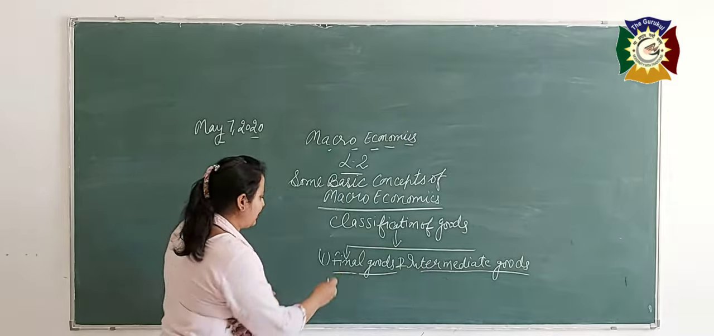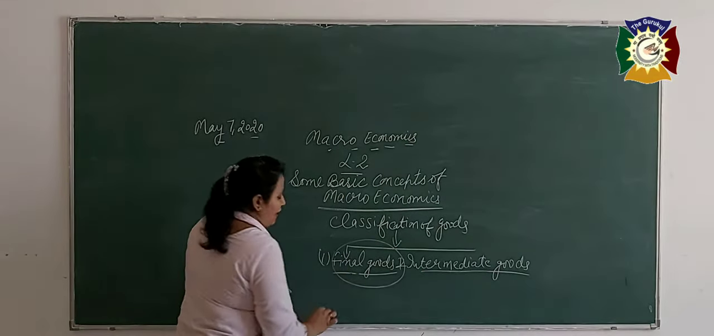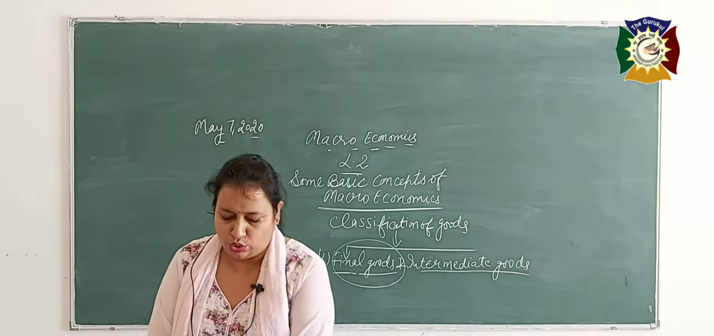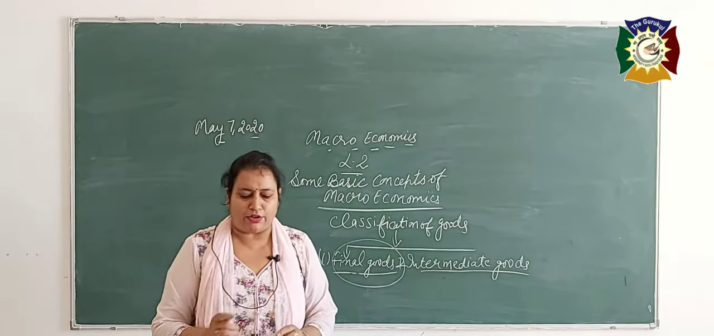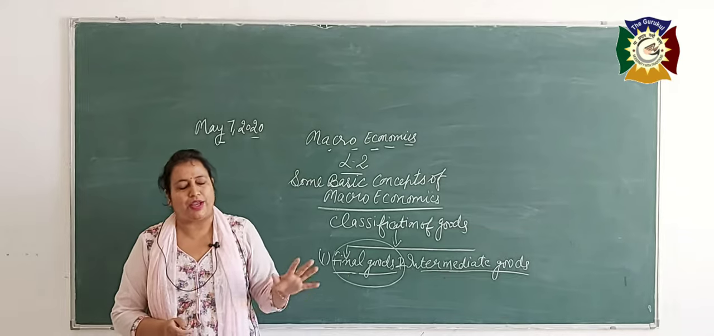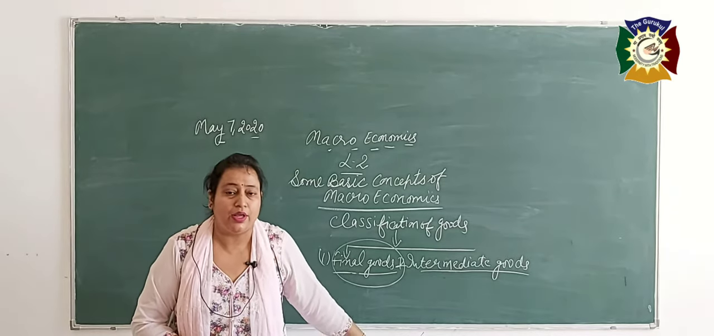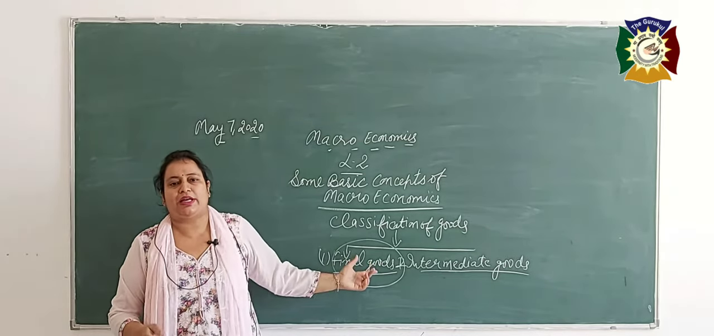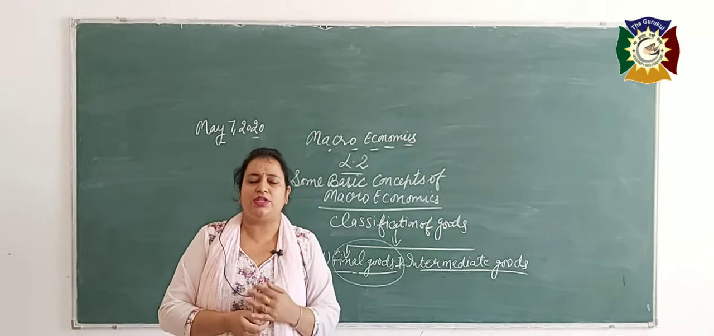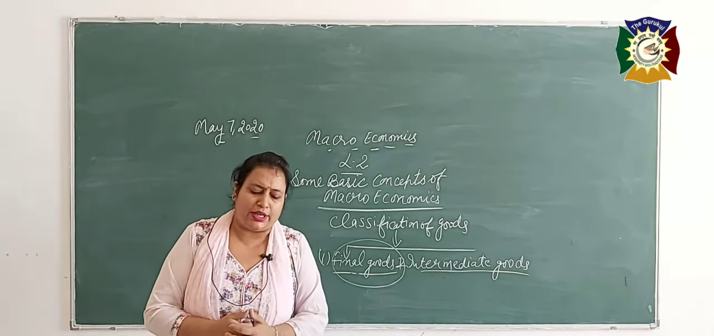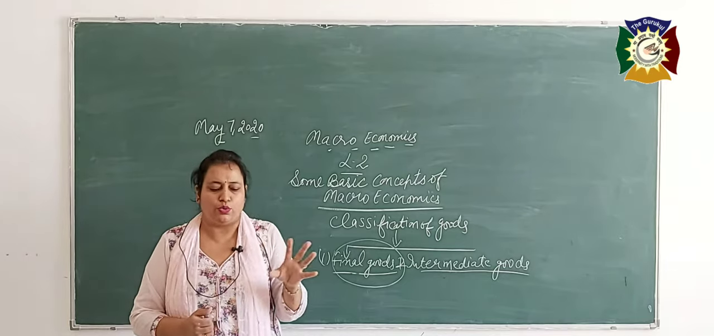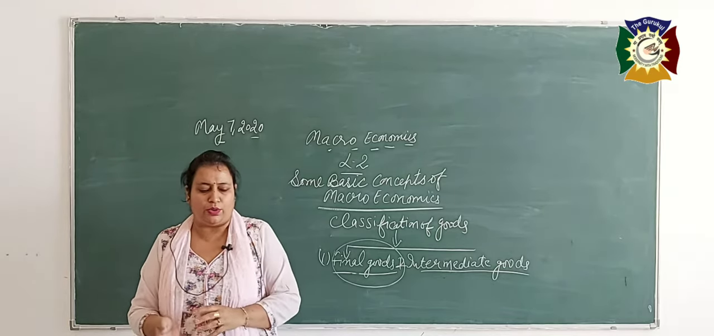अब बात आती है final goods की. Final goods are those goods which have crossed the boundary line of production and are ready for use. I already told you about the final goods, that you have taken and used. These are known as final goods. अब ये final goods भी दो तरीके की होती हैं. One is final consumer good. Second is final producer good.